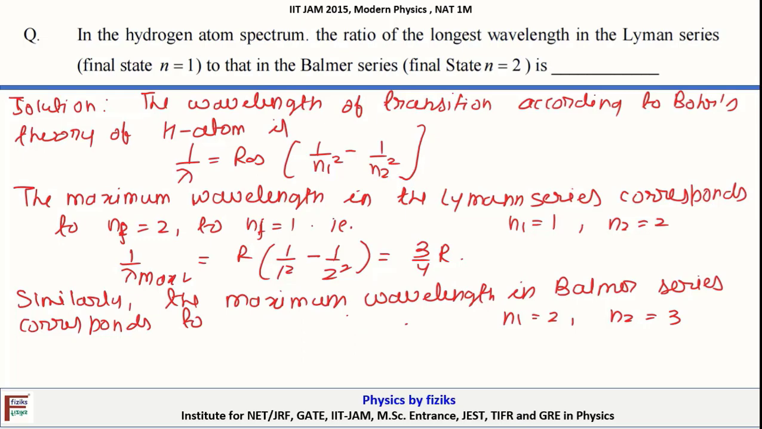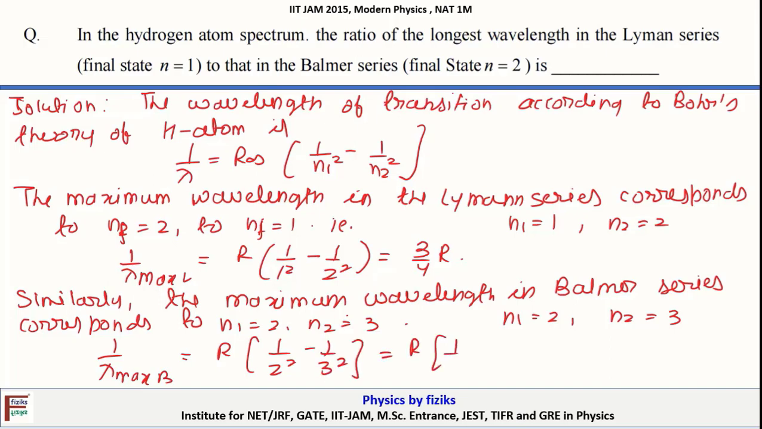So for Balmer, n1 would be 2 and n2 would be 3. So 1 by lambda max B will be R into 1 by 2 square minus 1 by 3 square, which is R into 1 by 4 minus 1 by 9, that is 5R by 36.